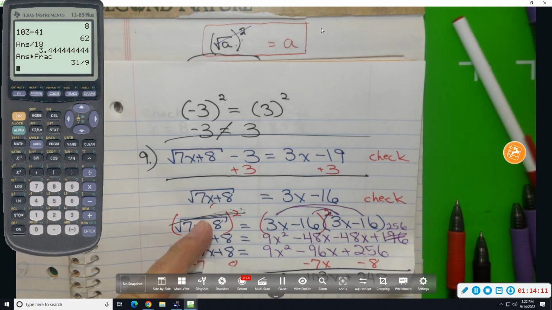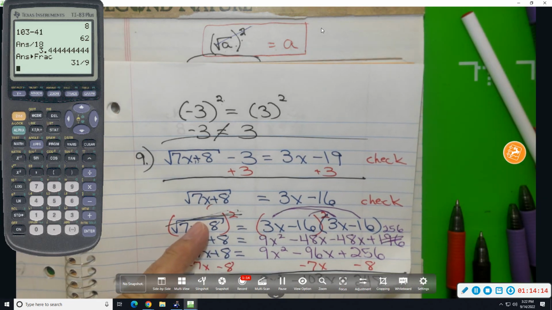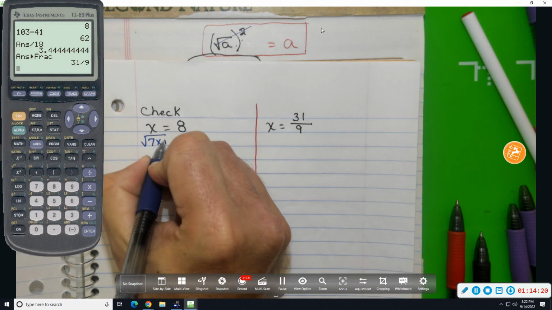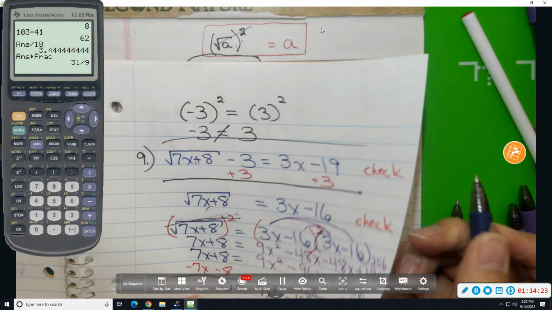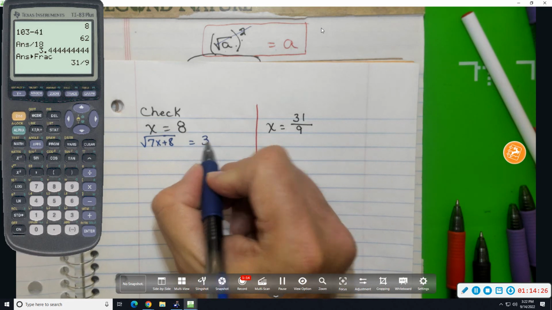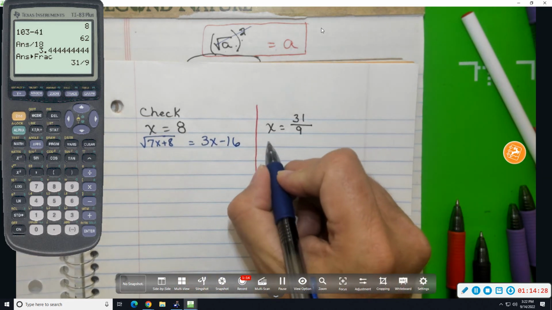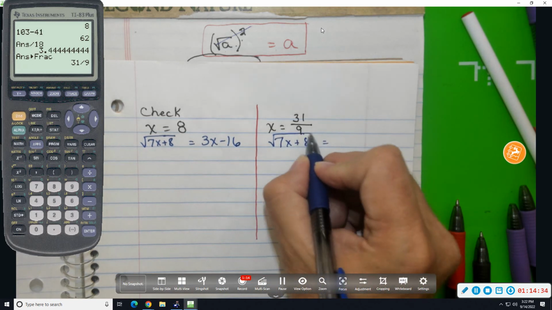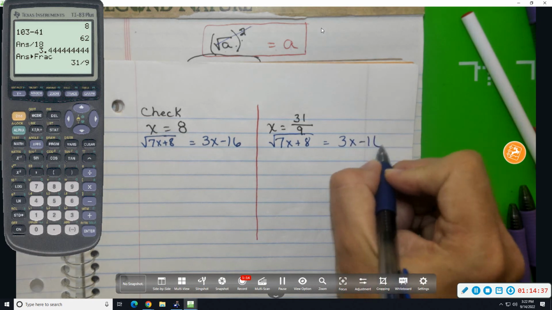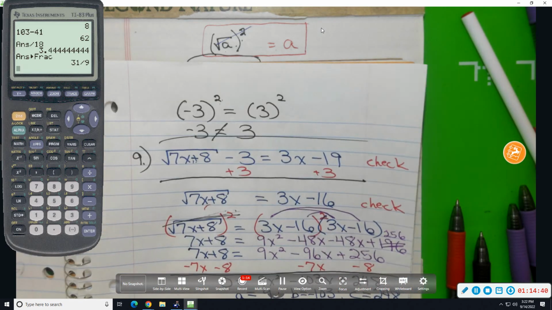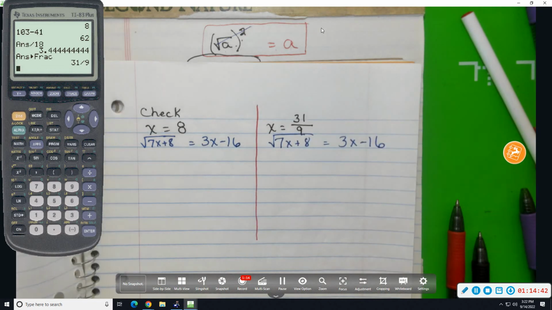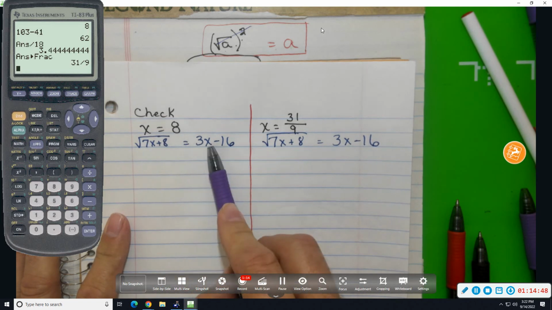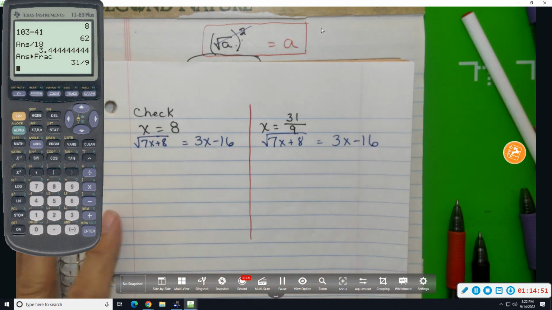You'll have to check. And I'm going to plug into the square root of 7x plus 8 equals 3x minus 16. So that's what I'm going to be plugging into. Now, when I say check, I mean plug the number in for x and see if you get the same thing on both sides of the equation.